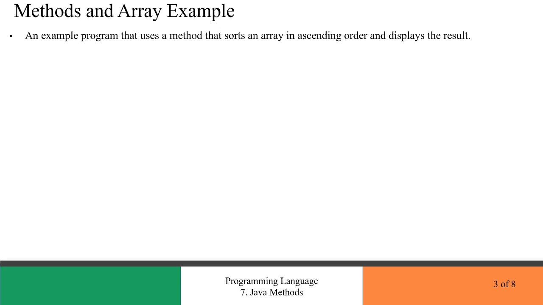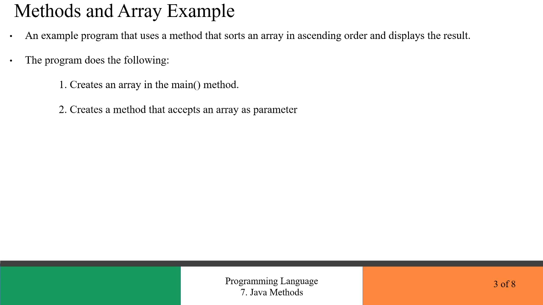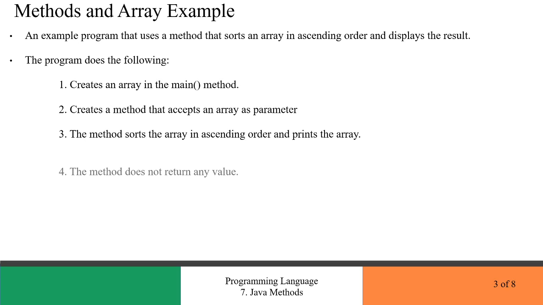Let us try to write an example that uses a method to sort an array in ascending order and display the result. The program does the following. We have an array in the main method and we have to create another method that accepts this array as a parameter. As a part of this method, we will sort the array in ascending order and print the array. The method does not return back any value to the main method.